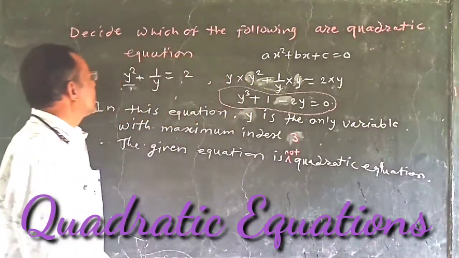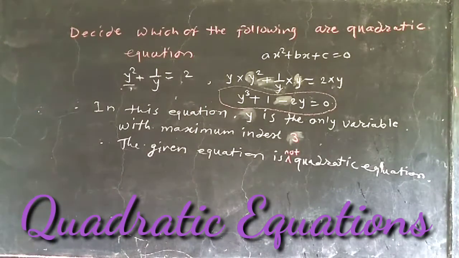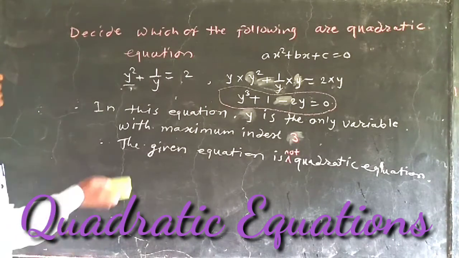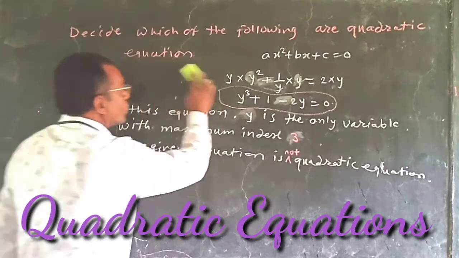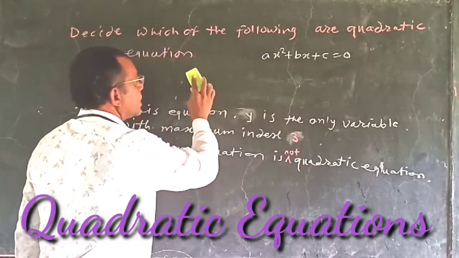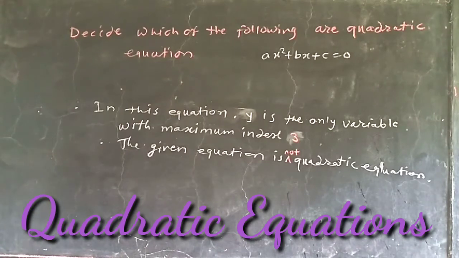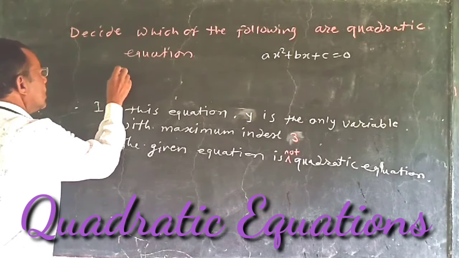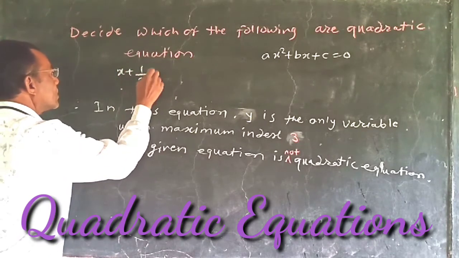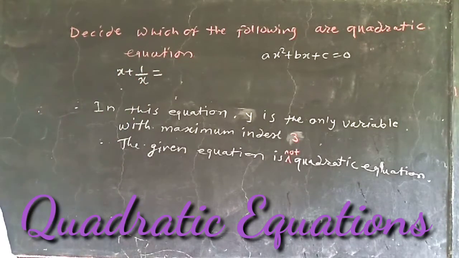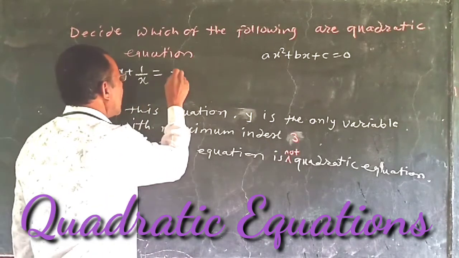Okay, it is the third example. Now we will see the fourth example. See, example number 4. You have to calculate. Not watching only, you have to calculate, then write the answer. x plus 1 by x is equal to minus 2.